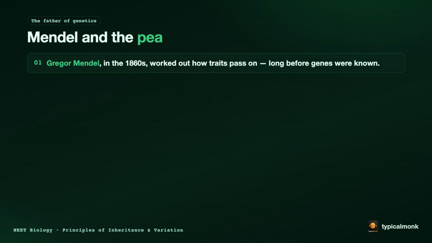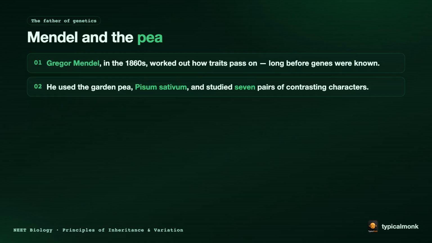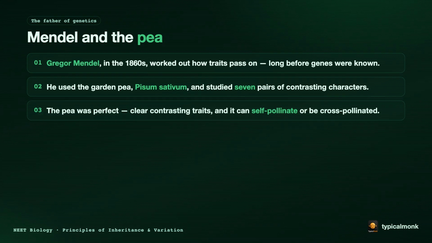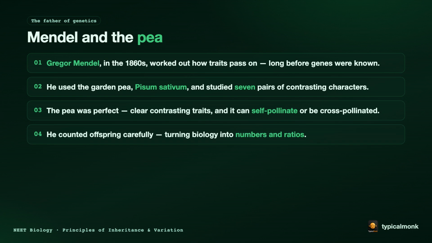First, the father of genetics, Mendel. In the 1860s, Gregor Mendel worked out how traits pass on, long before genes were even known. He used the garden pea, Pisum sativum, and studied 7 pairs of contrasting characters. The pea was perfect, clear contrasting traits, and it can both self-pollinate and be cross-pollinated. He counted the offspring carefully and turned biology into numbers and ratios.